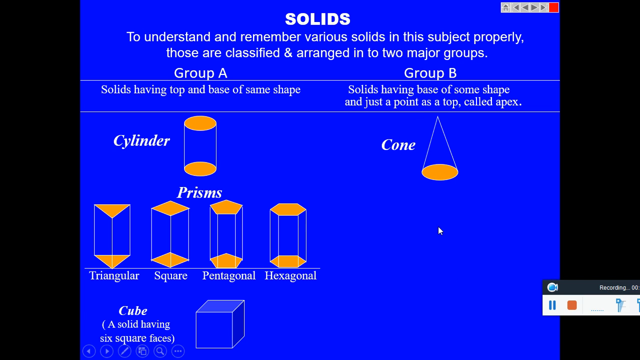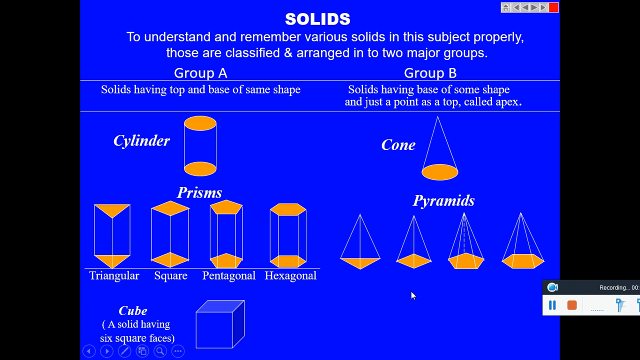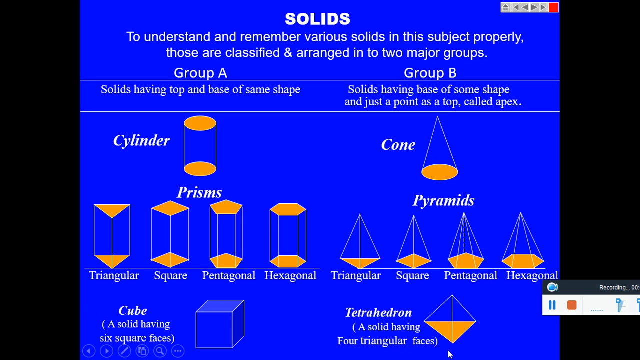Cone is an example of a type B or Group B solid. Pyramids: triangular, square, pentagonal and hexagonal pyramids. These are type B solids. These have a base and an apex only. Another type of solid is the tetrahedron, which consists of 4 triangular faces: one triangle at the bottom and 3 on the sides.